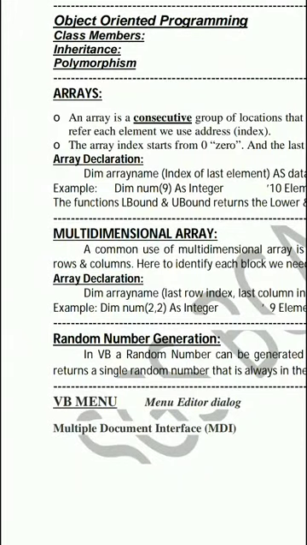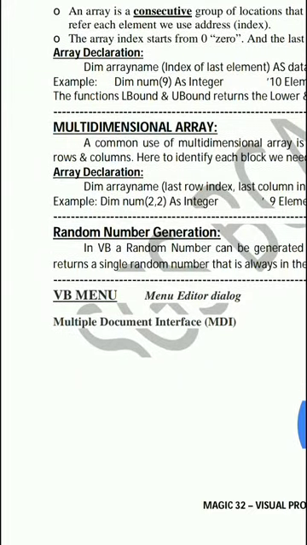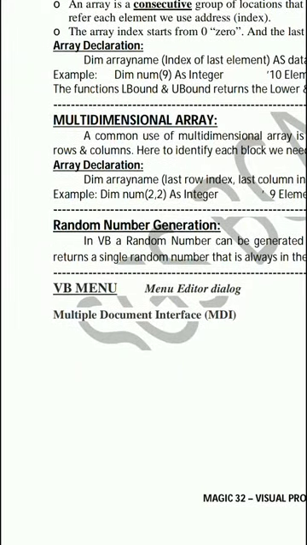Arrays can be classified into two types. Either it can be a single dimensional array or it can be a multi-dimensional array. A multi-dimensional array consists of multiple rows and multiple columns where the numbers or the data can be stored and processed easily.